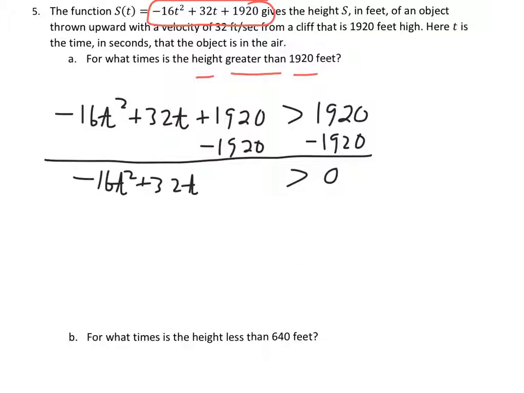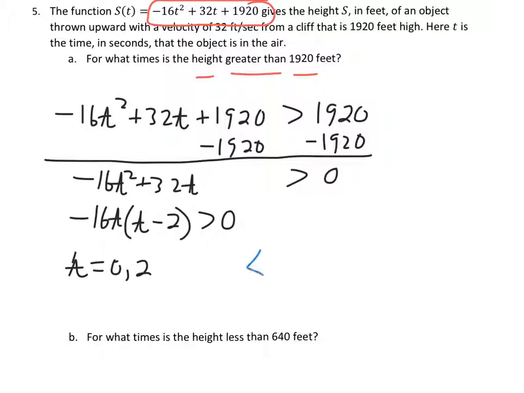And then we need to factor, so I'm going to factor out a -16t, which leaves us with t minus 2. The roots are going to be t equals 0 and t equals 2. So when we make our graph, we need to plot 0 and 2.